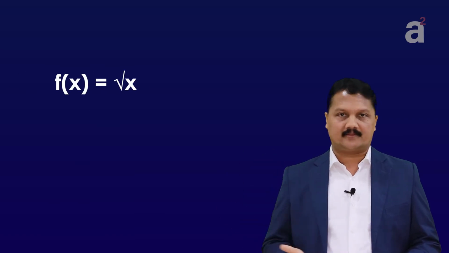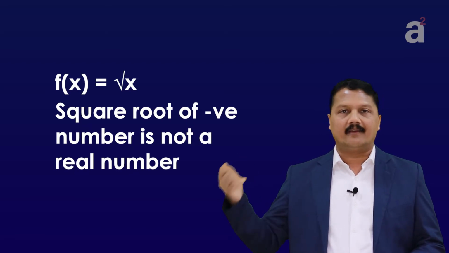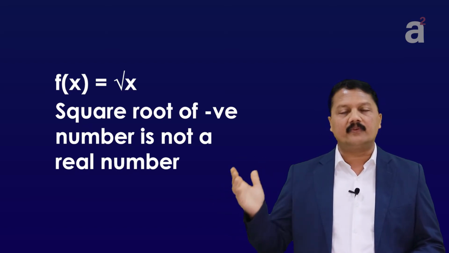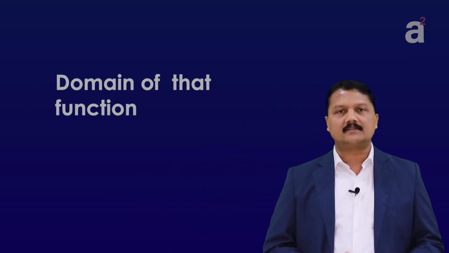Another example, if f of x is equal to square root x, you know that square root of a negative number is not a real number. So negative numbers cannot be given for x. So what all values can be plugged into the function as the values of x? That set of x values is called domain of that function. So there are some limitations for x values. So we will see for different kinds of functions what all could be the limitations of x values.